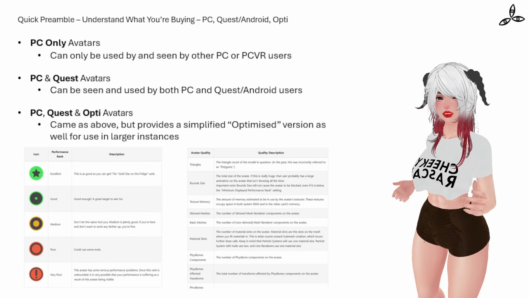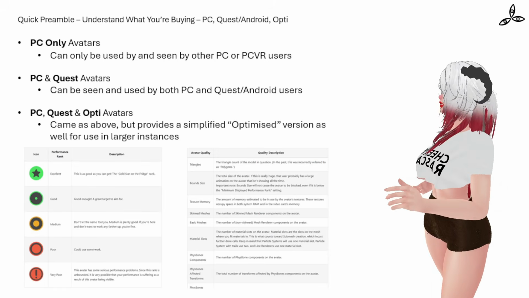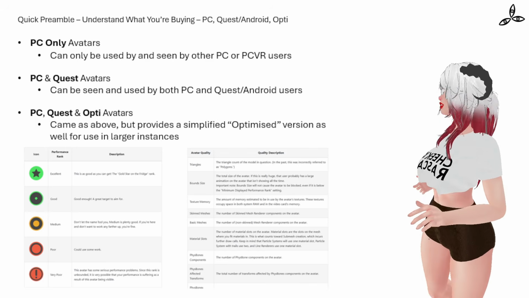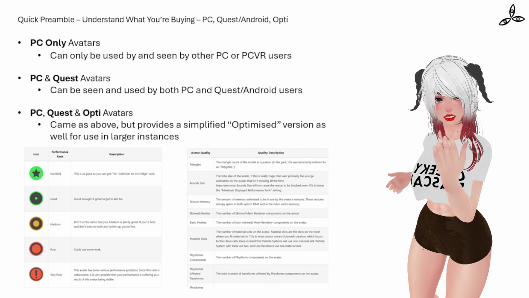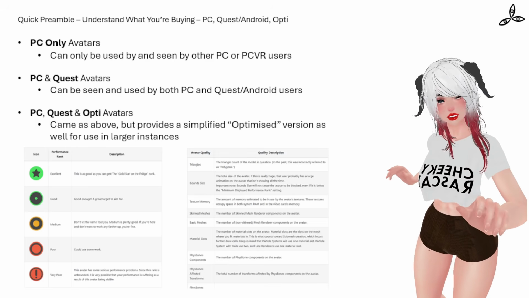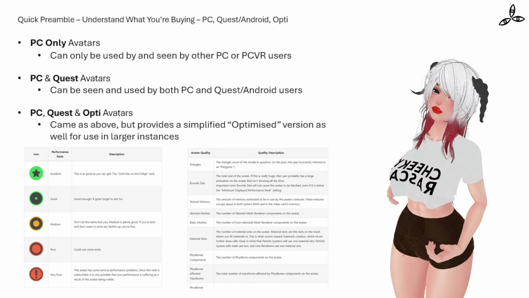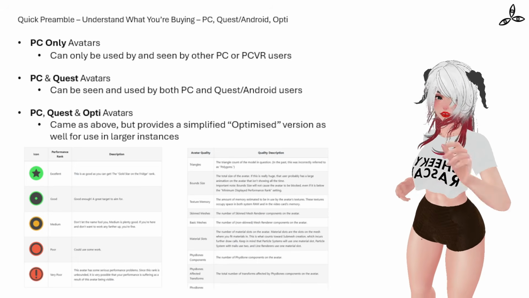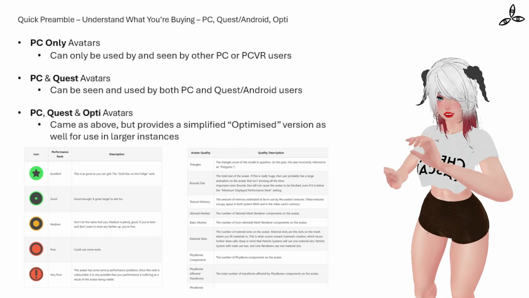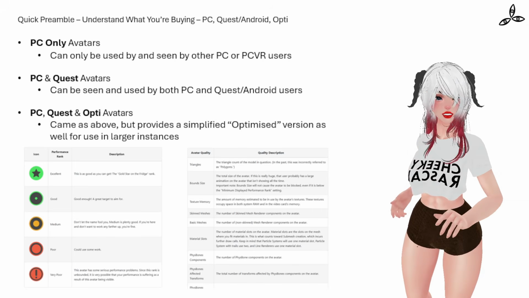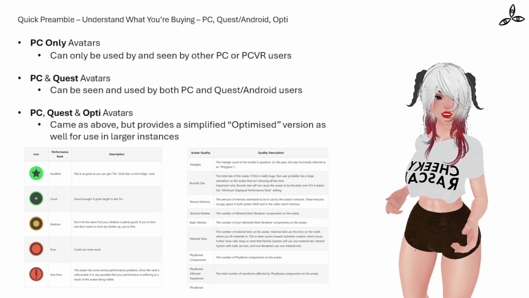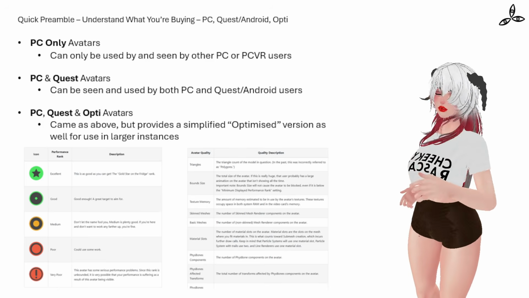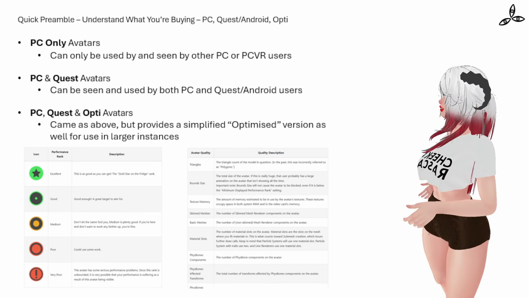So understand what you're buying. This is one of the first mistakes that people make, I think, and watch out for this. When you go to buy an avatar, if you are using a Quest standalone headset, so you're not using a PC, don't buy a PC-only avatar. That's not going to work well for you. You can downward convert them, but I wouldn't suggest that for your first few avatars. Go for the ones that are PC and Quest. So what do I mean by that?